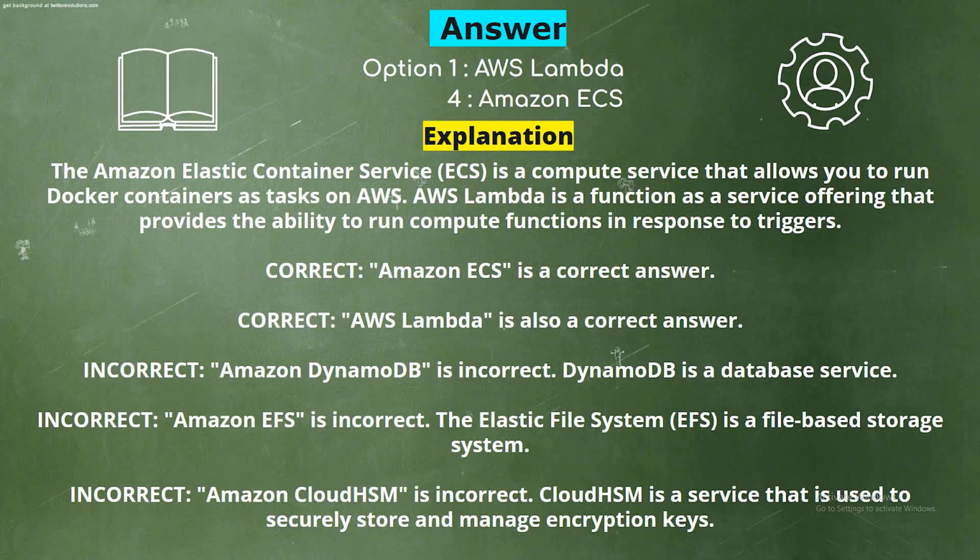Incorrect, Amazon DynamoDB is incorrect. DynamoDB is a database service. Incorrect, Amazon EFS is incorrect. The Elastic File System, EFS, is a file-based storage system. Incorrect, Amazon Cloud HSM is incorrect. Cloud HSM is a service that is used to securely store and manage encryption keys.